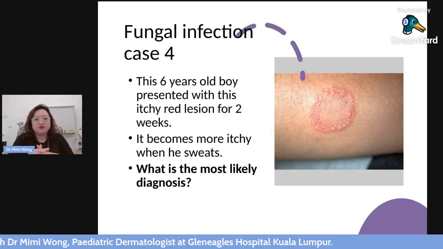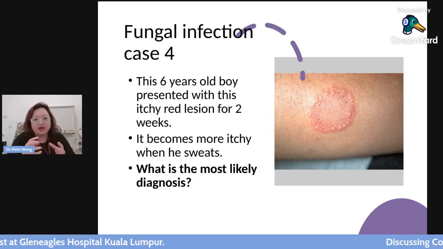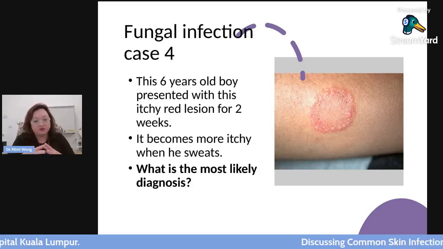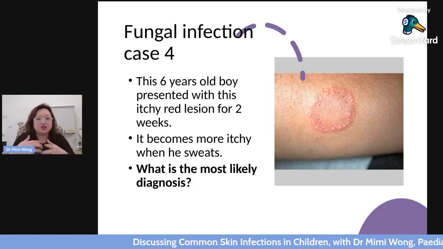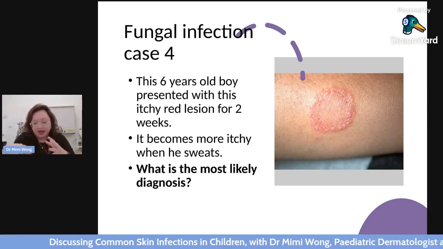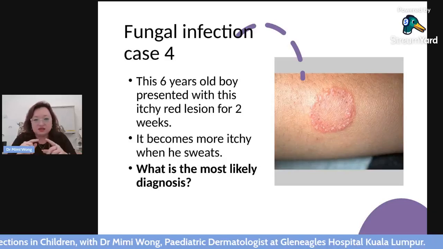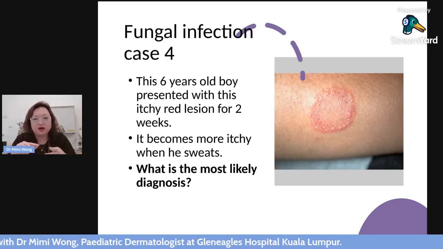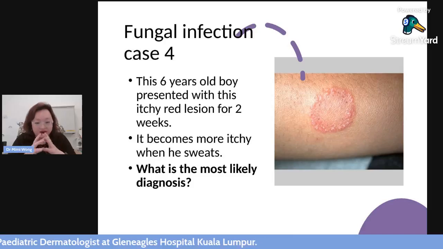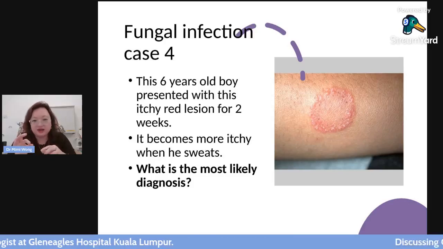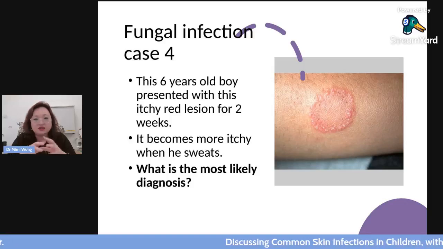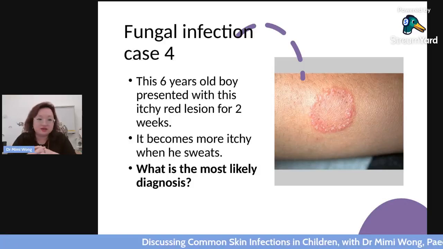So next, move on to case number 4. This 6-year-old boy presented with very red and itchy lesions for 2 weeks. As you can see here, it becomes more itchy when he sweats. The lesion is located on the lateral border of the tummy. Look at this picture. You can see a very nice, well-defined red border, correct? And the middle is also very clear as compared to the border, right? So what do you think is the most likely diagnosis here?